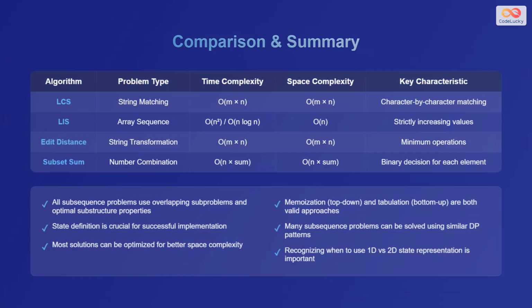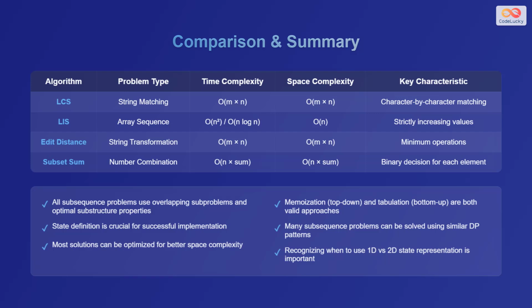Let's make a comparison and summary of the algorithms that we've discussed. First, we'll talk about the longest common subsequence. This is a string matching algorithm with a time complexity of big O of m times n, and a space complexity of big O of m times n, where m and n are the lengths of the input strings. The key characteristic is character-by-character matching.